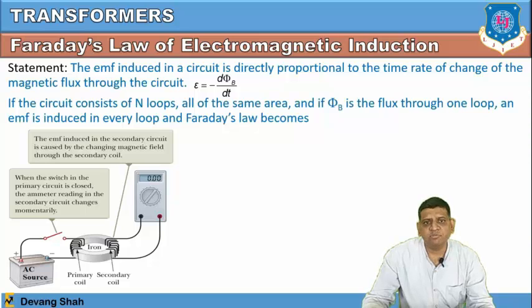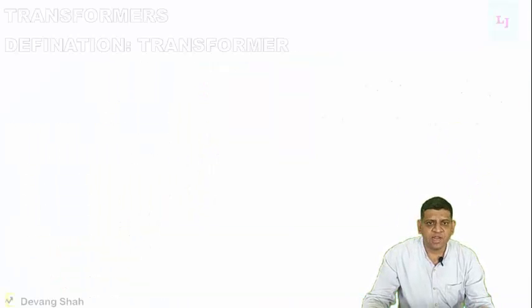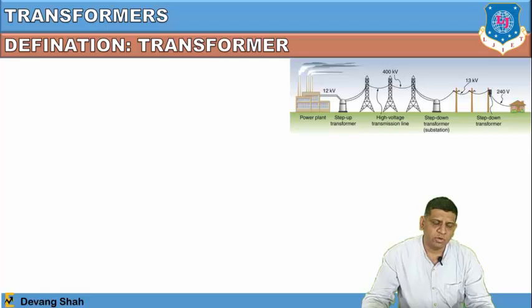If the circuit consists of n number of loops or n number of turns of primary and secondary winding, all with the same area, and the magnetic flux φB is the flux through one loop, then the induced EMF as per Faraday's law of electromagnetic induction is E = -n dφ/dt. So this is overall the concept behind Faraday's law of electromagnetic induction. This is exactly what I tried to correlate with transformer action, right? So now onwards we'll start with the actual definition of transformer and so on.